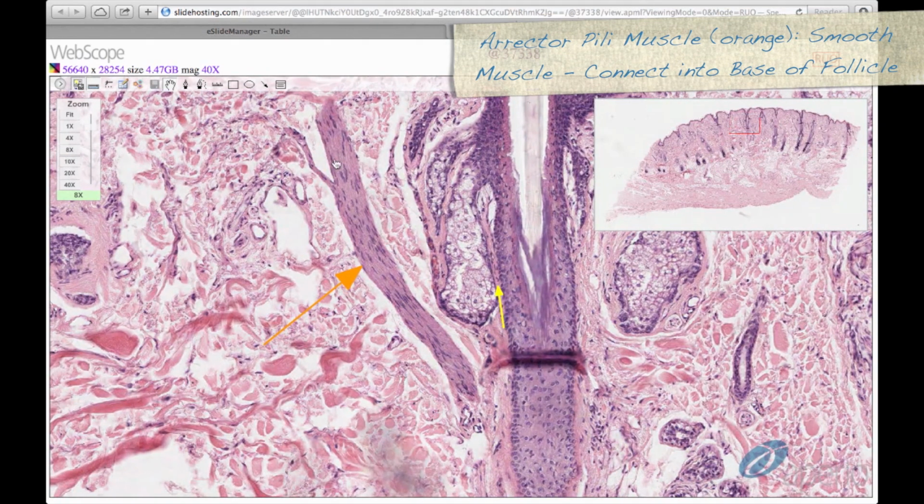The erector pili muscle, indicated by the orange arrow, is composed of a bundle of smooth muscle fibers that cause your hair to stand up when you're cold, aroused, or scared. These fibers insert into the connective tissue base of the follicle.